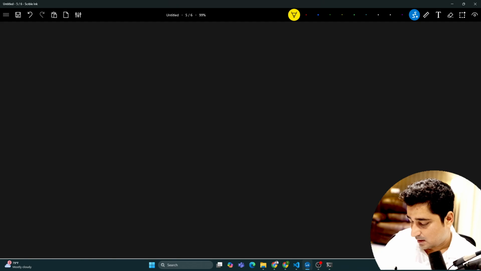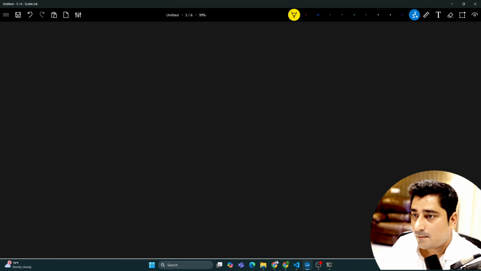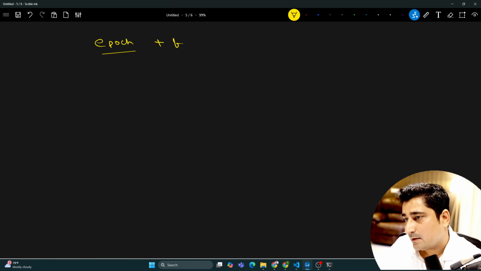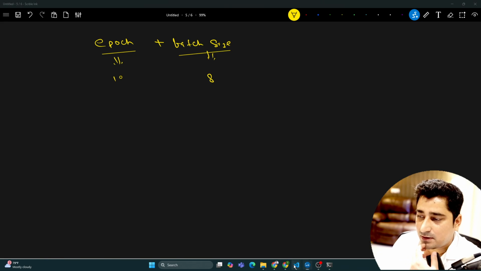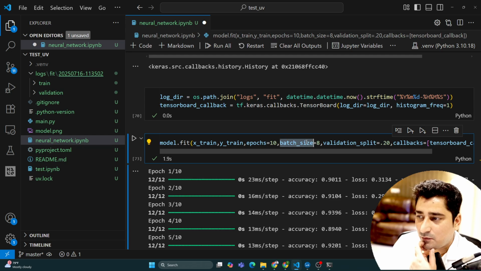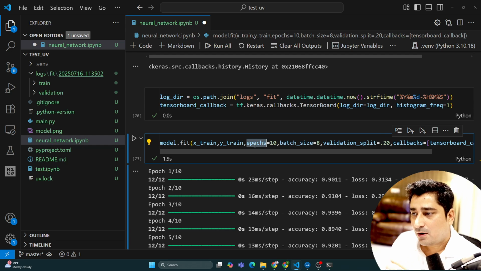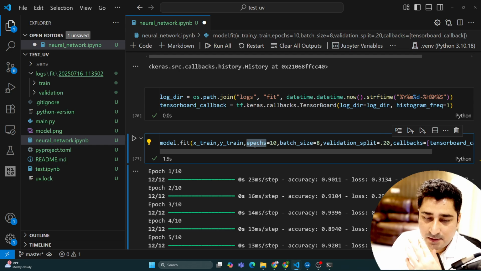So for epoch plus batch size. As of now, we have been given epoch equals 10 and batch size equals 8. Now, first of all, let's try to understand the meaning of an epoch and the meaning of a batch size. In layman's terms, epoch simply means the number of times we are sending the whole training data.